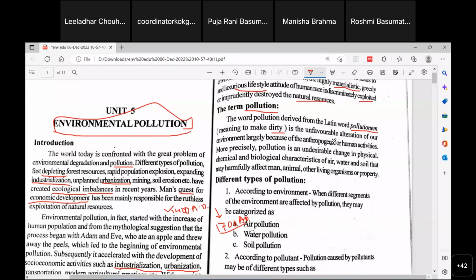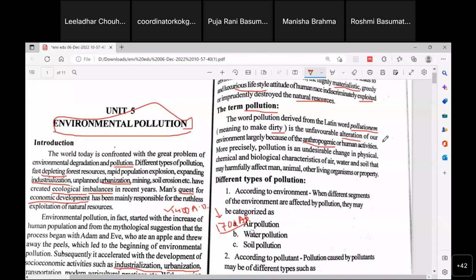So pollution is an undesirable change in physical, you see the definition, physical, chemical and biological characteristics of air, water, soil, which may harmfully affect man, animal or any other living organism. Anything, even the bacteria or any other living organism.